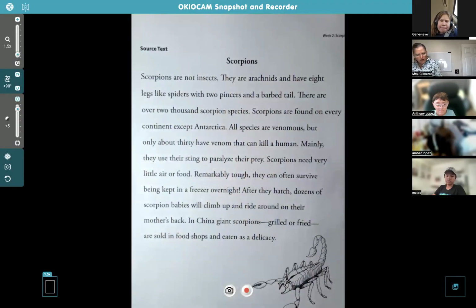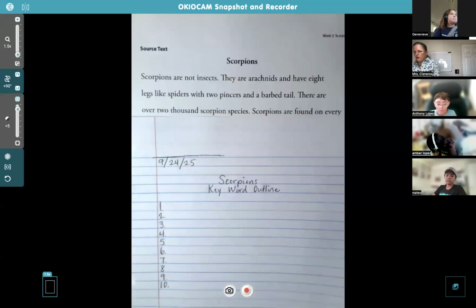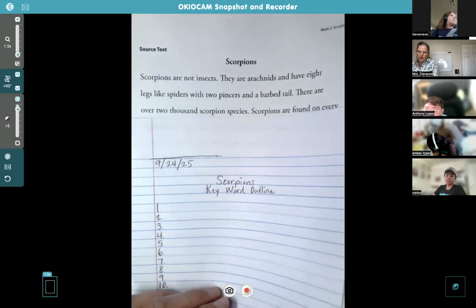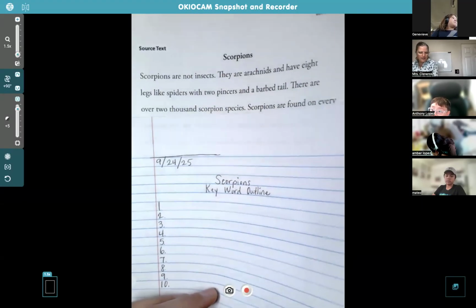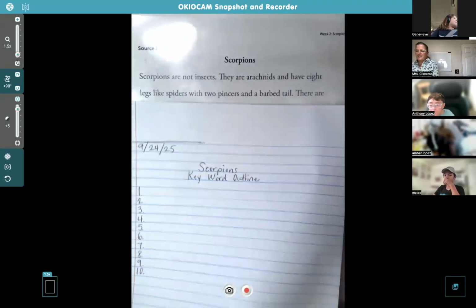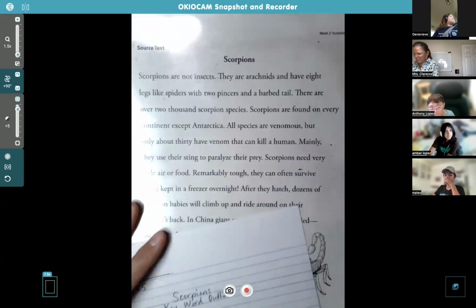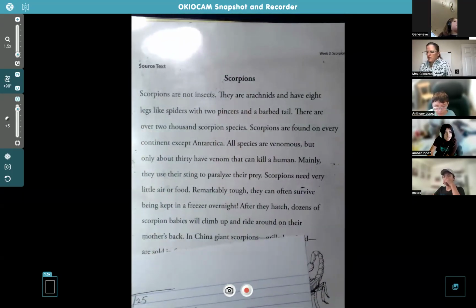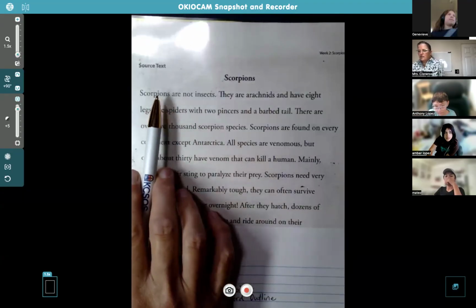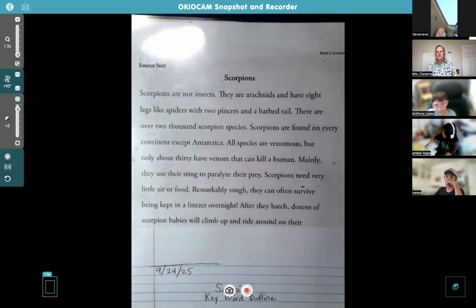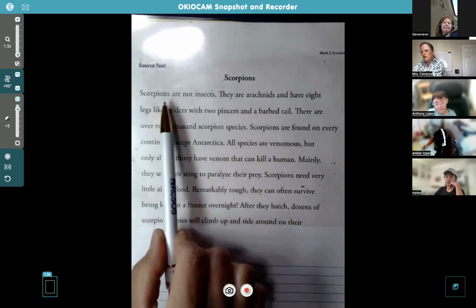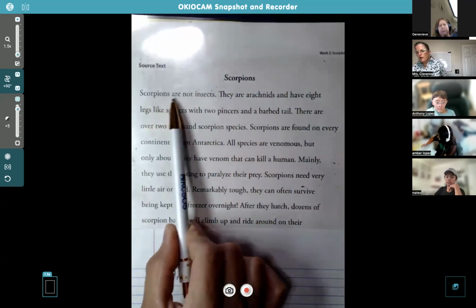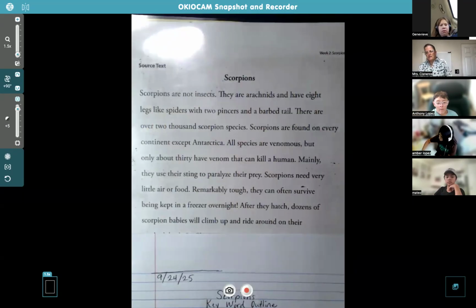Okay. So now let's go back to our keyword outline that we started here. And we're going to go through each sentence again, like we did for dog and shadow. And then we're going to look for those keywords. So the very first sentence says scorpions are not insects. Okay, so Genevieve, I know you have to look on your phone here, but what are the keywords in that sentence? It's a short one. That's pretty easy.